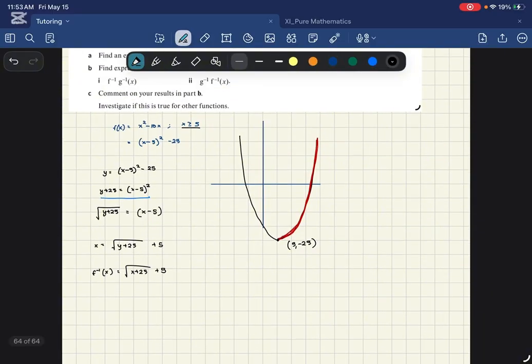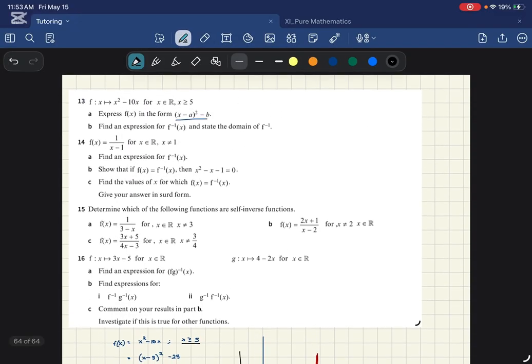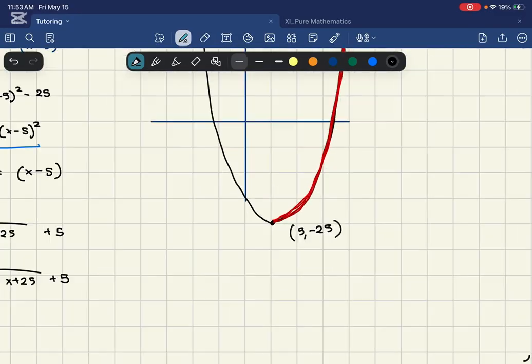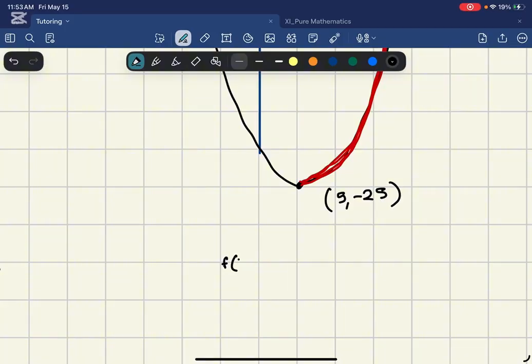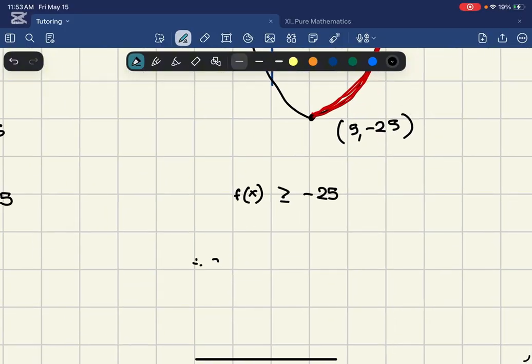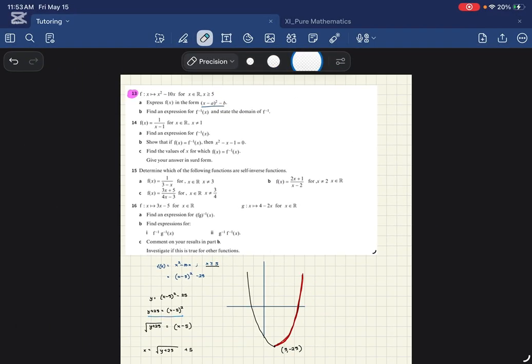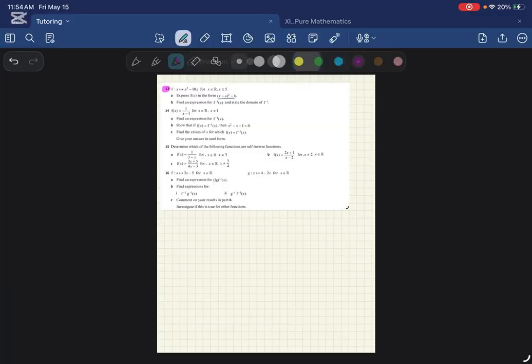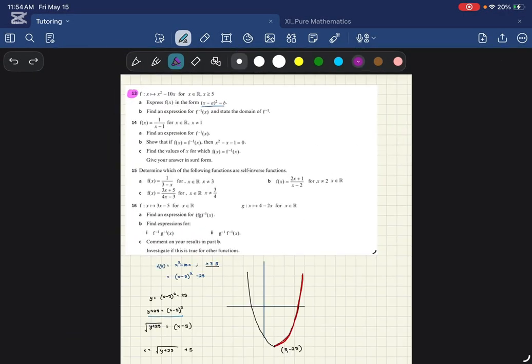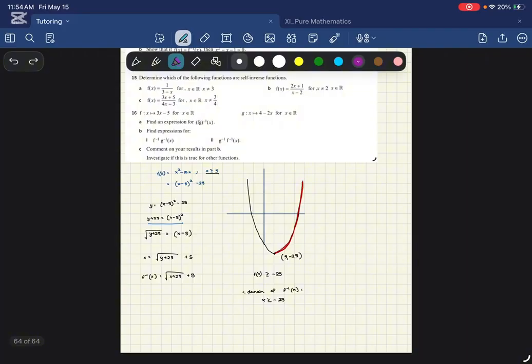All right. So it says find the domain. Yeah, so it's going to be the range. So the range of f of x is that f of x is bigger than or equal to negative 25. So therefore, the domain of f inverse of x is that x is greater than or equal to negative 25. All right, so we are done with question 13. Sorry, if that wasn't clear, this is the answer. And this is the answer.